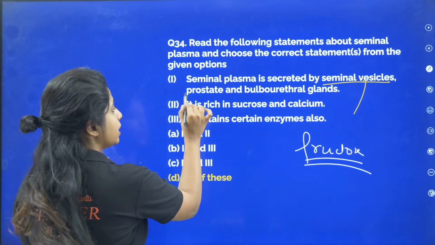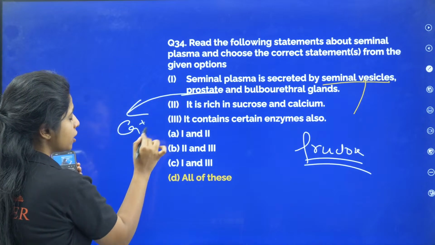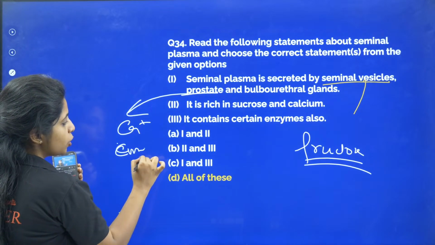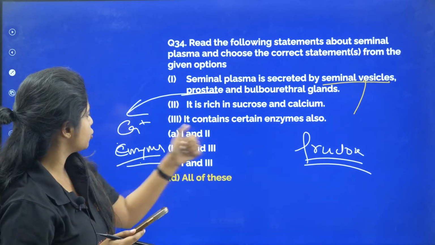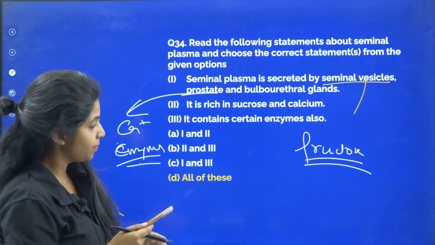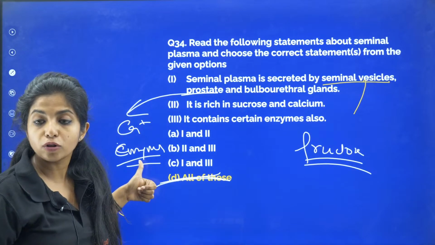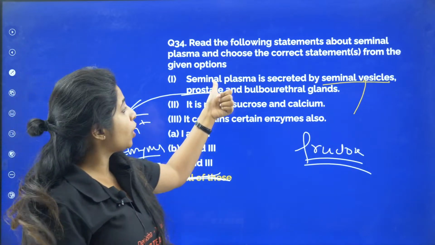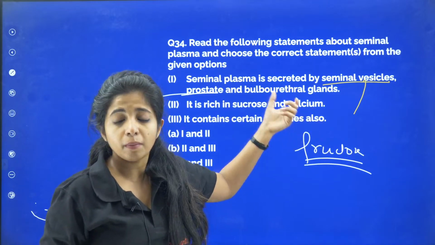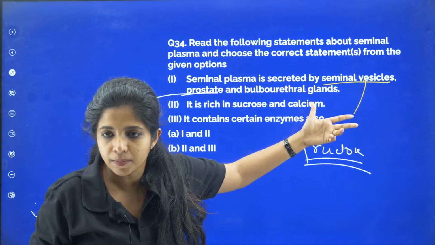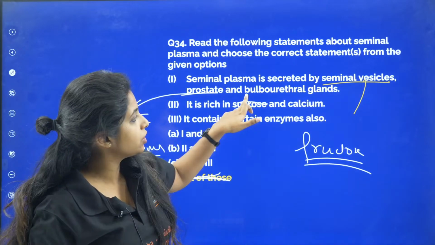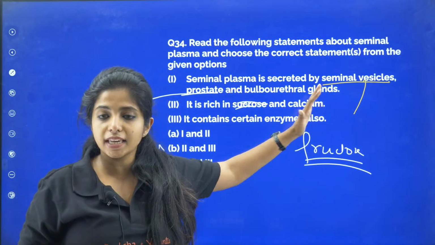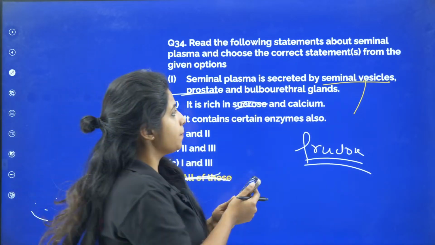Talking about the prostate gland, the prostate releases two things, calcium and certain enzymes. So in total, you got fructose, calcium, and enzymes. This is what you get in seminal plasma. Also remember, the bulbourethral gland is there for lubrication. So can I say it is rich in sucrose? No, it is rich in fructose and calcium, and it contains enzymes also. That is all correct.